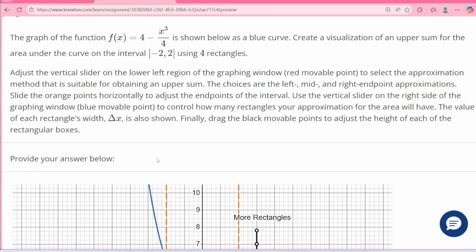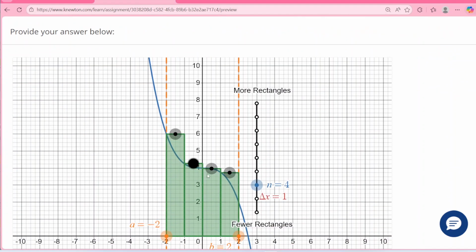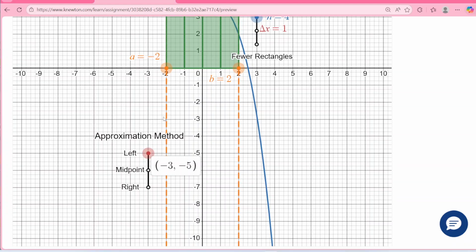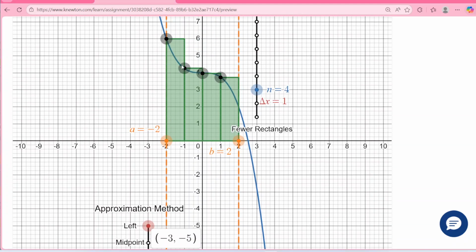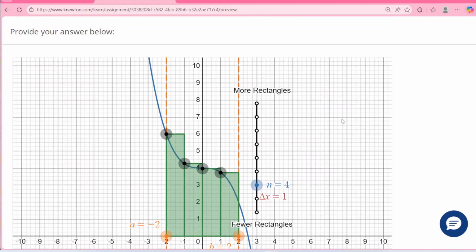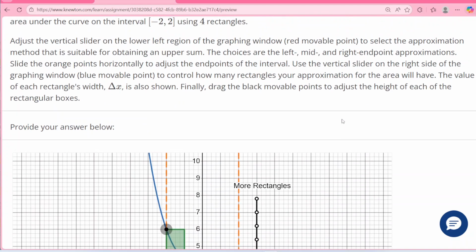Let's read the instructions carefully here. Yeah, I'm going to change this. I said the highest points are always on the left, so we should change this to left endpoint approximation. And now I see it moves those dots to the highest points, those left endpoints, but still, you would move the heights up to be as high as the highest point over each of those pieces to obtain an upper sum.